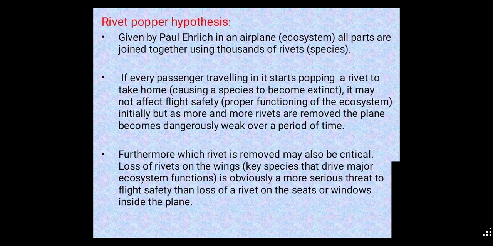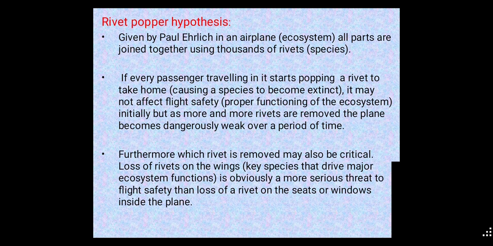Today in this class, we are going to study the Rivet Popper hypothesis. We already studied biodiversity in India and some importance of biodiversity in the last class. This is the hypothesis that we call the Rivet Popper hypothesis, given by Paul Ehrlich using an airplane ecosystem.